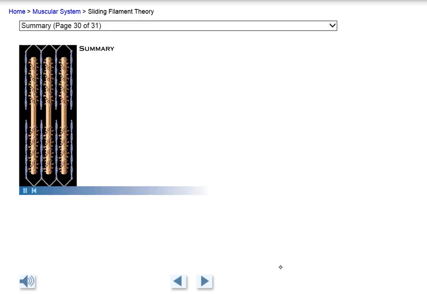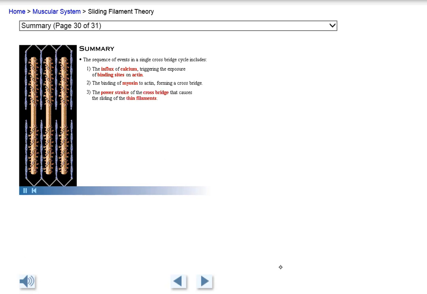Here's a summary of what we've covered. The sequence of events in a single cross-bridge cycle includes 1. The influx of calcium, triggering the exposure of binding sites on actin. 2. The binding of myosin to actin, forming a cross-bridge. 3. The power stroke of the cross-bridge that causes the sliding of the thin filaments.